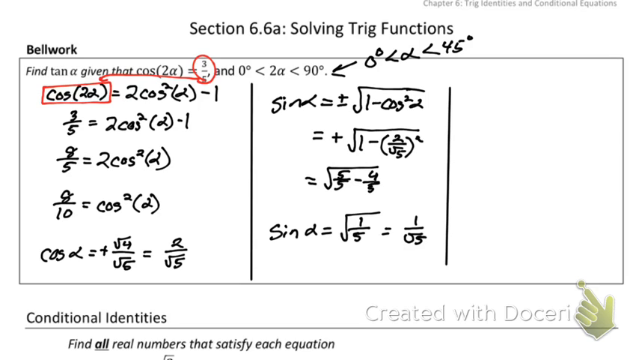And finally, we have to get our tangent value. Don't forget that tangent of alpha does equal sine over cosine.